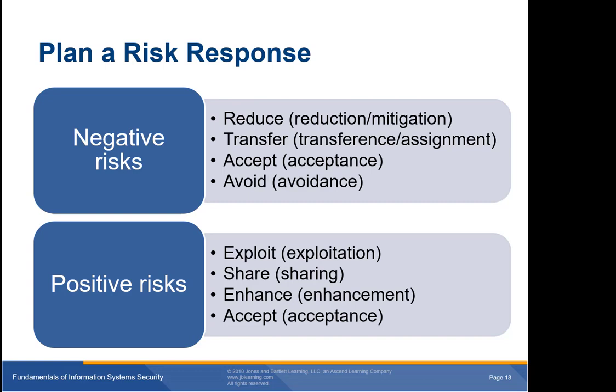Next is transference or assignment. This approach allows the organization to transfer the risk to another entity. Insurance is a common way to reduce the risk. An organization sells the risk to an insurance company in return for a premium.